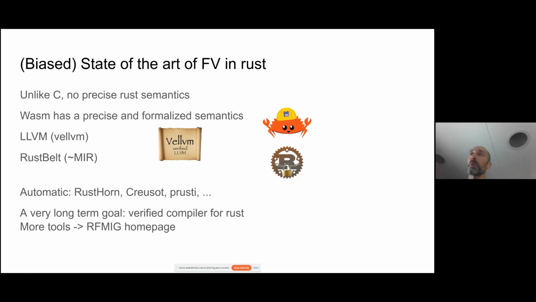A long-term goal, just like we have for the C language, would be to have a verified compiler for Rust, but that will take a couple of years. Any steps along those roads would already be very welcome. There's a long list of tools on our homepage for the formal methods in this group. So if your tool is missing there, please send us some elaboration or send a pull request and we can add it there.